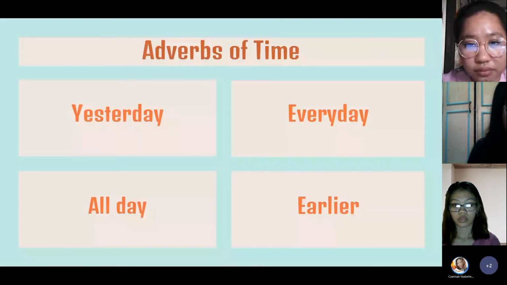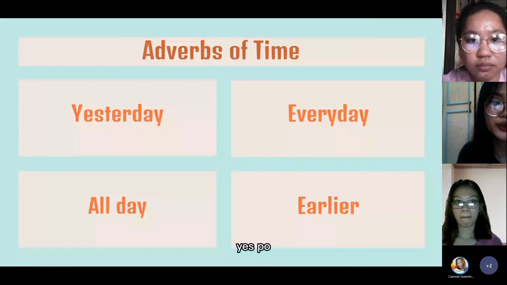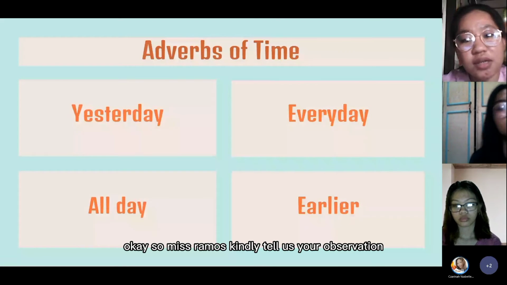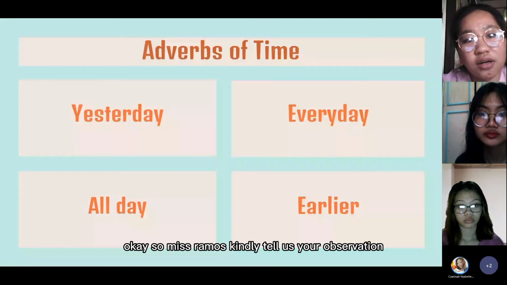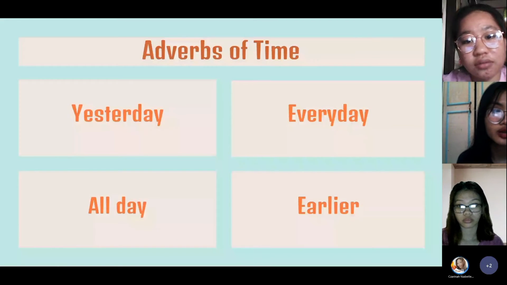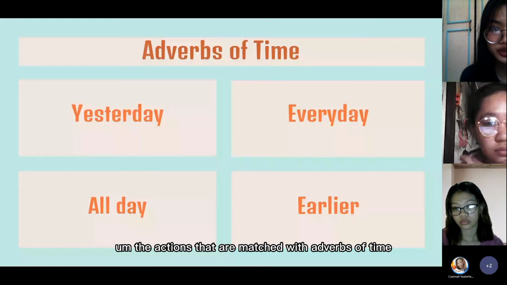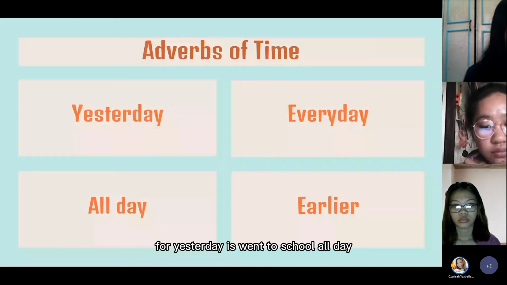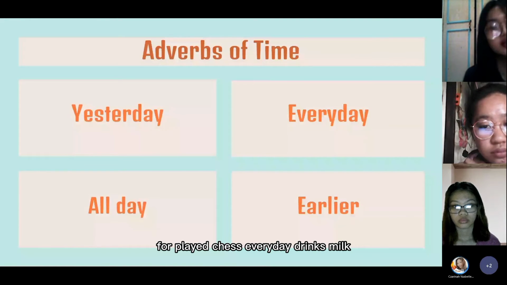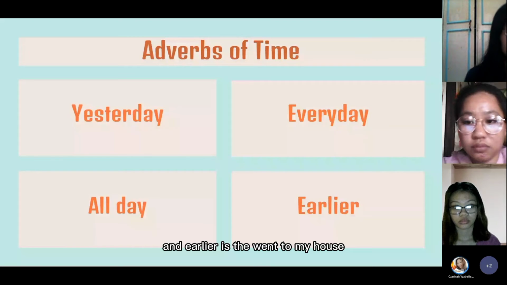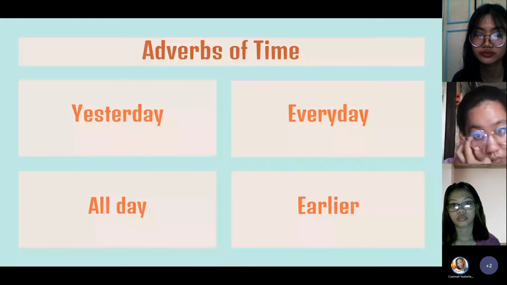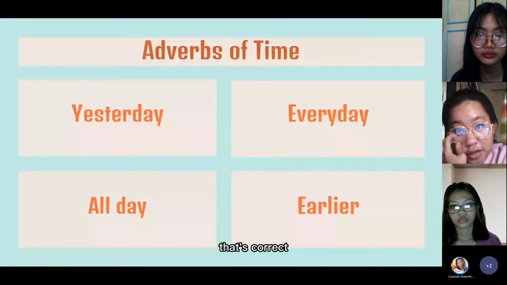Are you done? Yes, po. Okay, Ms. Ramos, kindly tell us your observation. The actions that are matched with the adverbs of time are: for yesterday, went to school; all day, played chess; every day, drinks milk; and earlier, went to my house. That's correct.